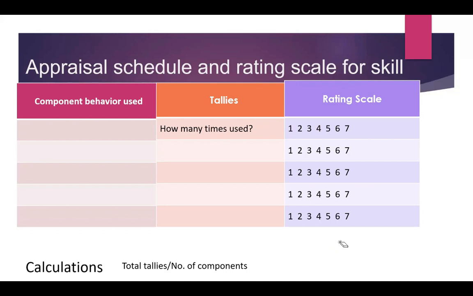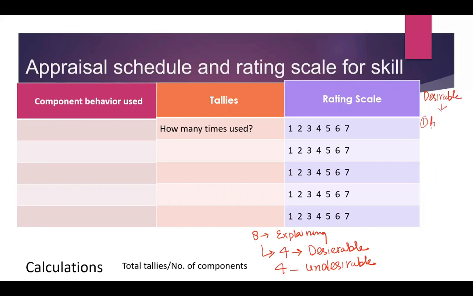Let me recapitulate, let me summarize here that we are having 8 components in the skill of explaining. Among these 8 components, we are having 4 components which are the desirable behaviors that the teacher can show in the classroom, and 4 components are undesirable behaviors that the teacher cannot show in the classroom. So what are the desirable behaviors? Let me tell you. Desirable behaviors comprised in this skill are: first, the beginning.